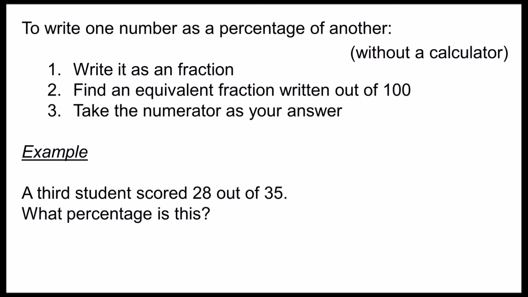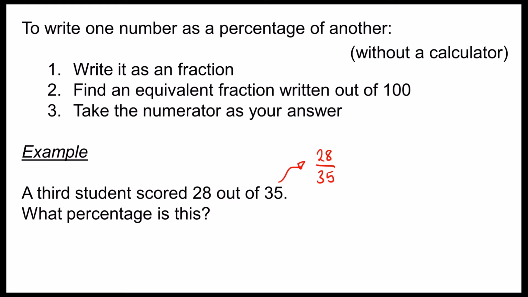In this next example, it tells us that a third student scored 28 out of 35. Initially, we're going to start off exactly the same as what we did in the previous two examples. So I can say their score is 28 out of 35.